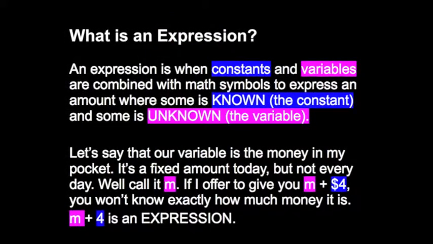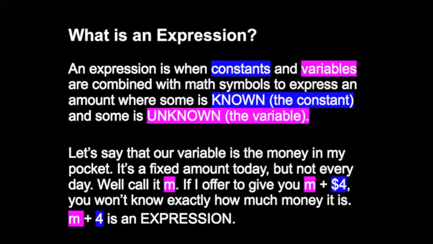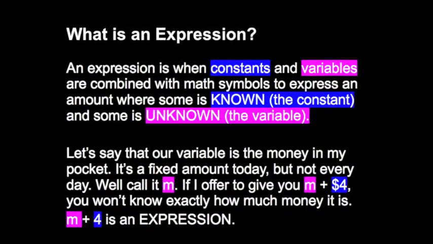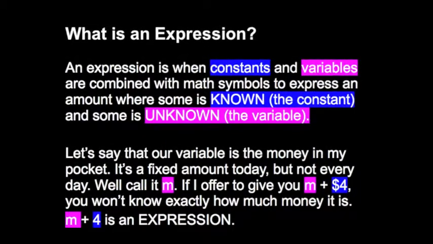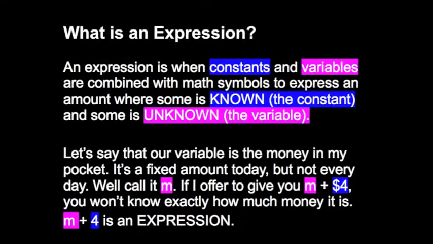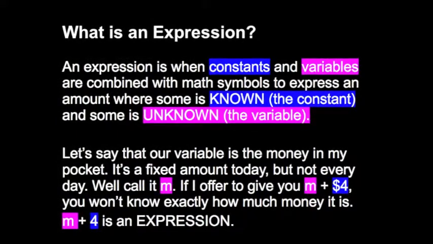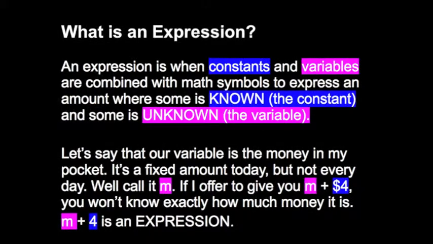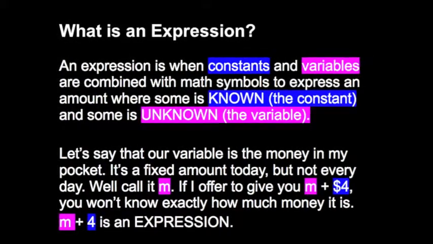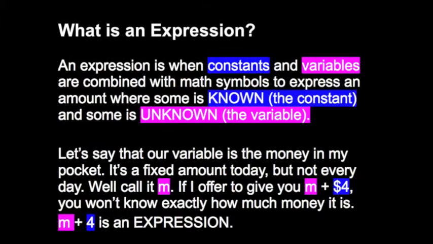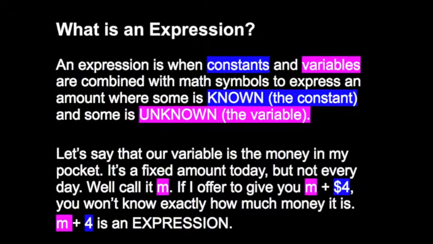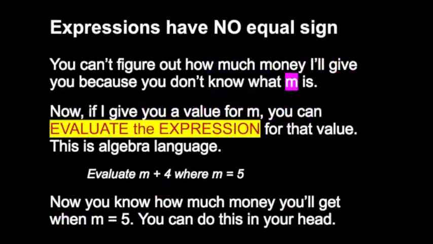What is an expression? An expression is when constants and variables are combined with math symbols to express an amount where some is known, that's the constant, and some is unknown, that's the variable. Let's say that our variable is the money in my pocket. It's a fixed amount today, but not every day. We'll call it M. If I offer to give you M plus $4, you won't know exactly how much money it is. M plus 4 is an expression.